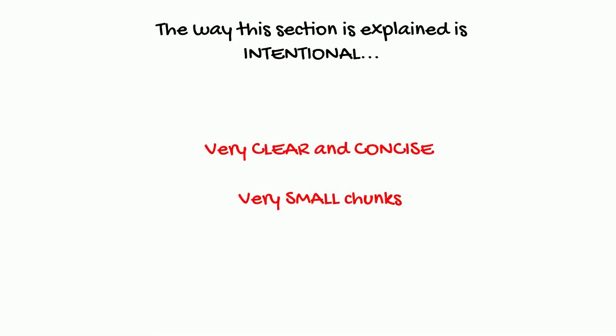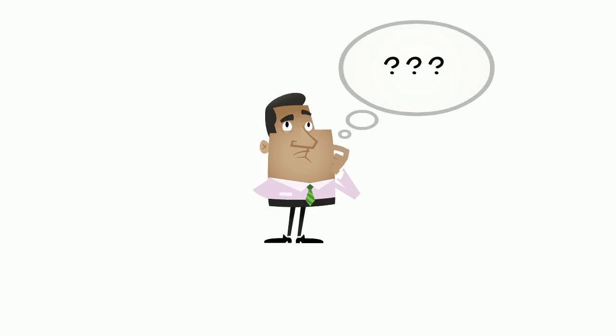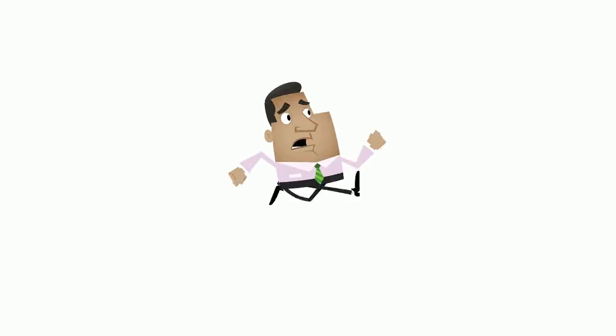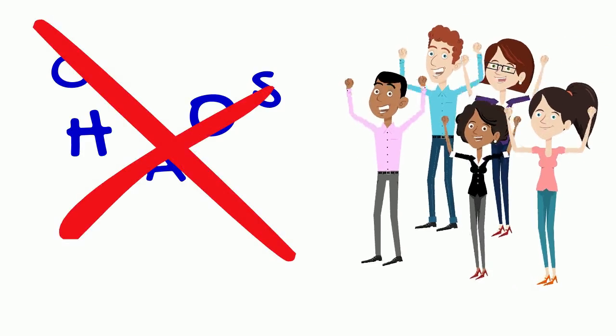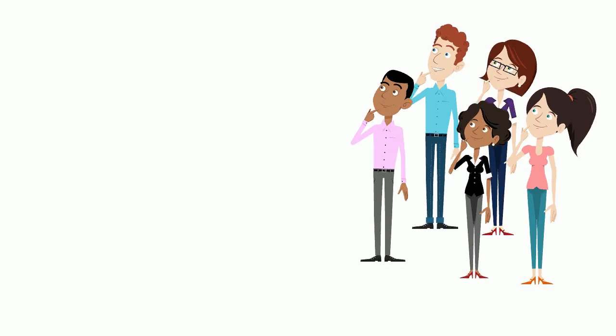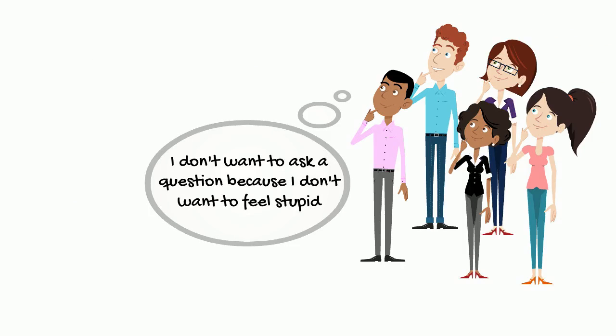Please note that the way this section is explained is intentional. The instructions were very clear and concise, they were given in very small chunks, and only at the exact time they were needed by the participants. People who are not used to working in this way might either misunderstand what is required of them or just flat out panic. Running the design in this way will greatly reduce the amount of chaos and help you make sure that the participants have fun in the process. In many new groups, it's difficult for some people to ask clarifying questions because they don't want to feel stupid.